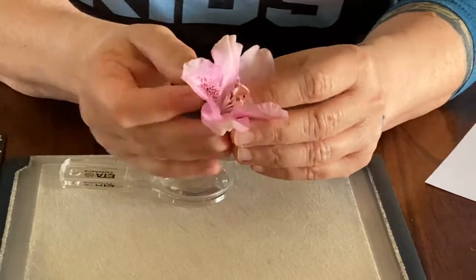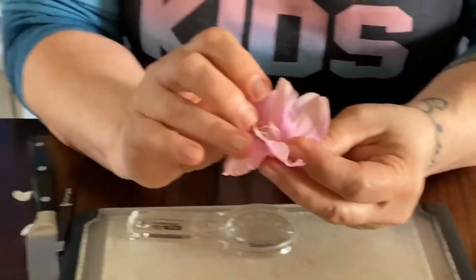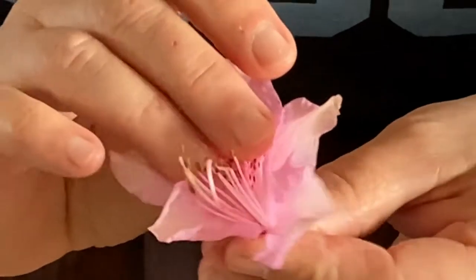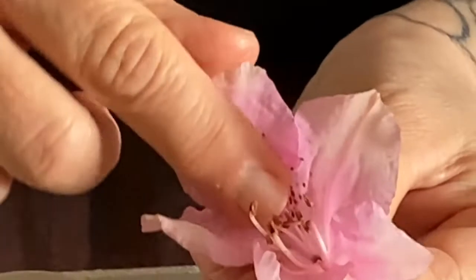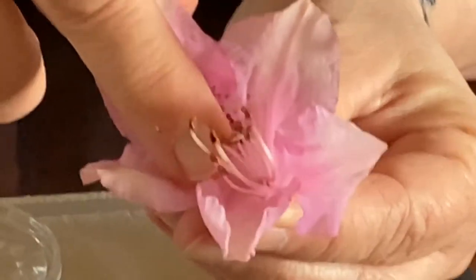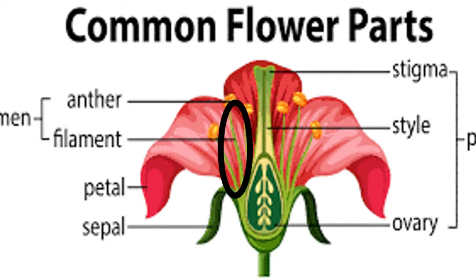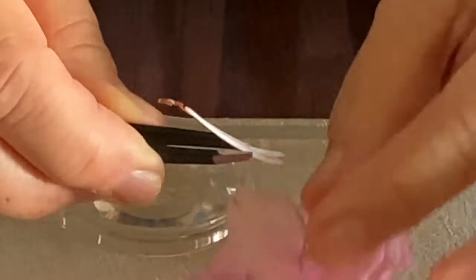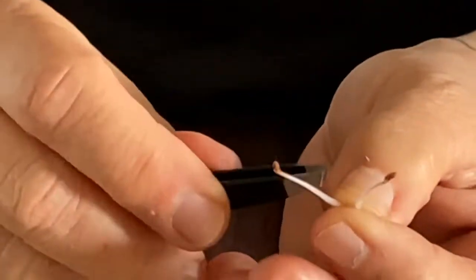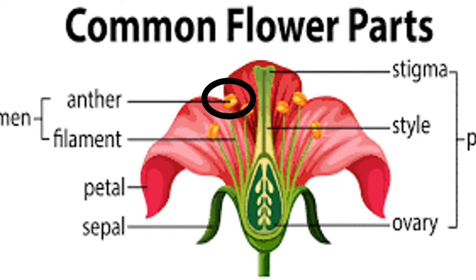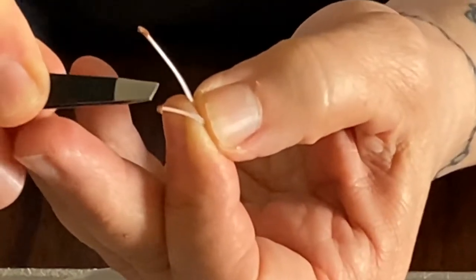The stamen, that is the male part of the flower. There are several of them, and each one has what's called a filament. It's the little part that's holding it up. All right, got 2 of them. At the end of each filament is the anther. You see those little anthers?